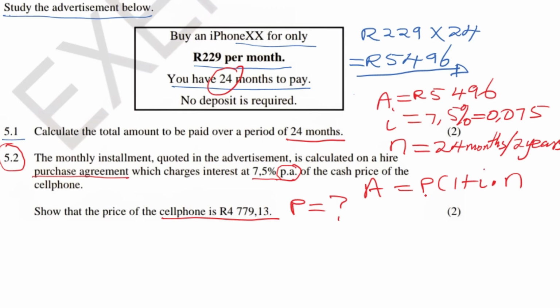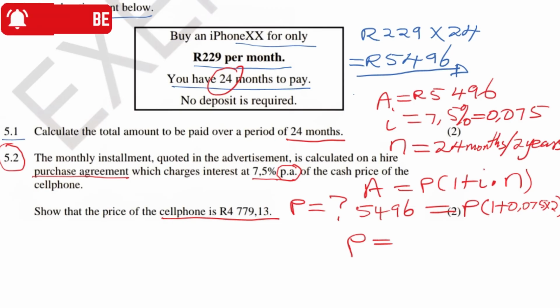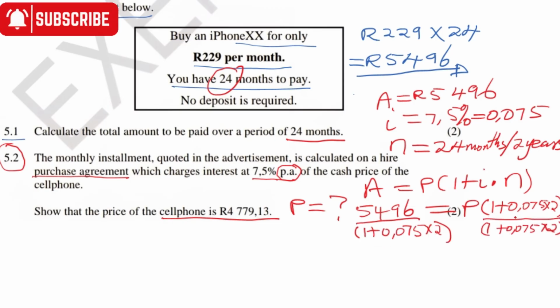We need to do substitution, to find the value of P. For A, we have 5,496. The value of P is the one that we are looking for. Then I, we have 0.075 multiplied by N, which is 2 years. Now the value of P is equal to, we need to divide the left hand side and the right hand side by what we have inside the brackets. So this bracket cancels with that bracket.